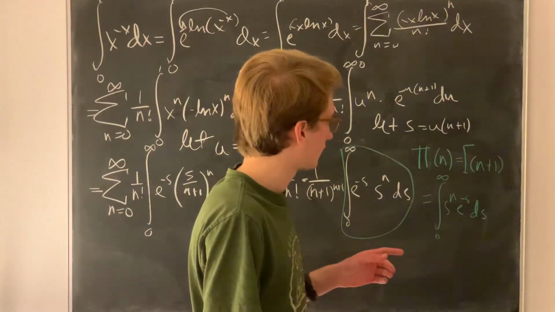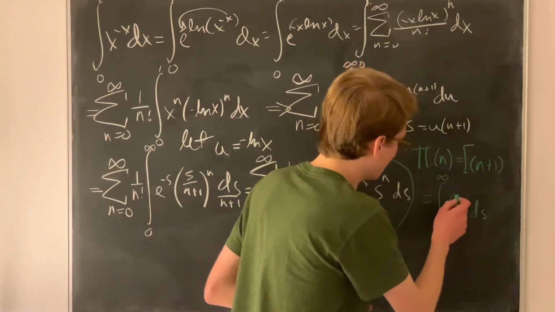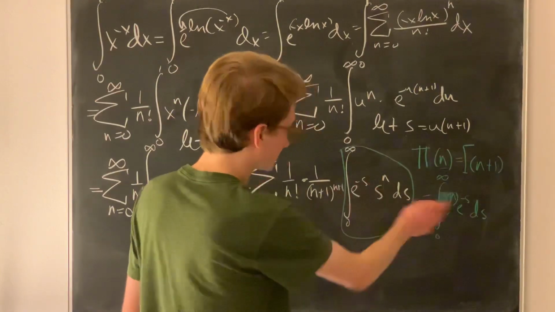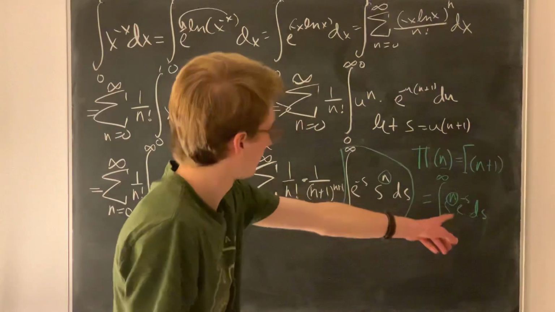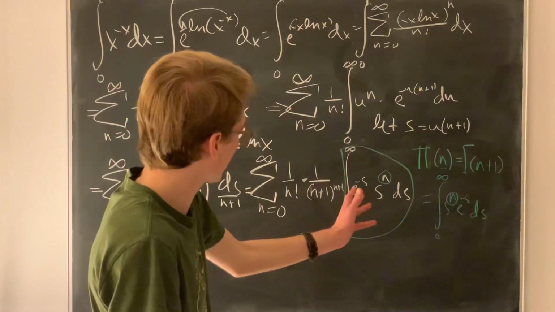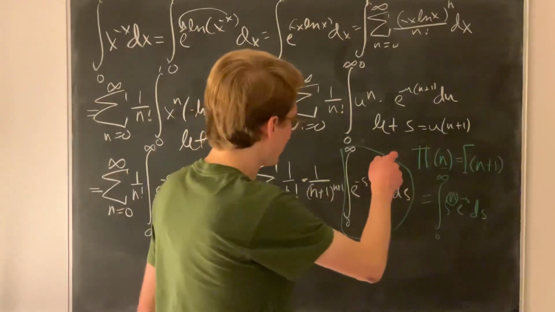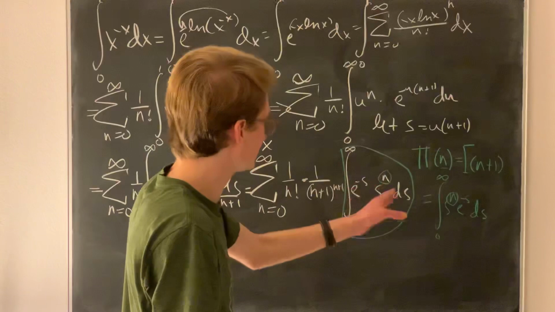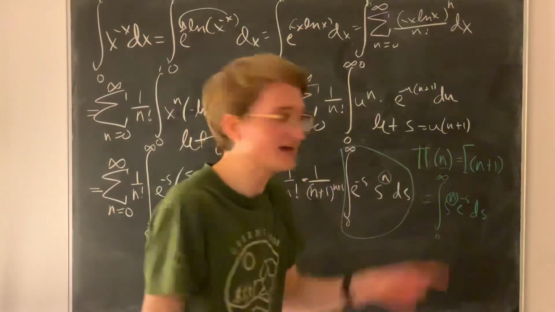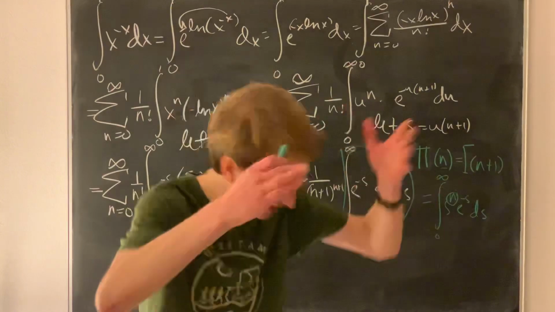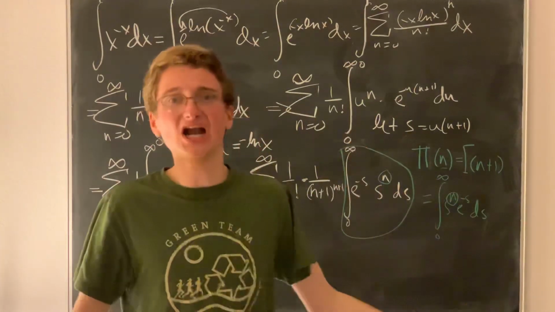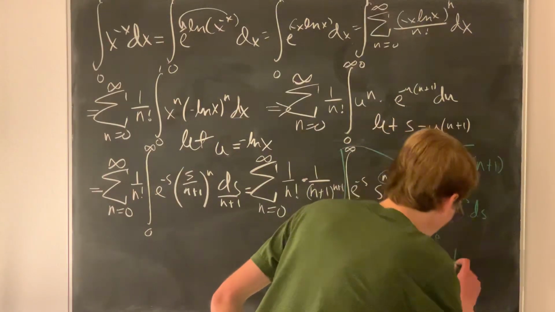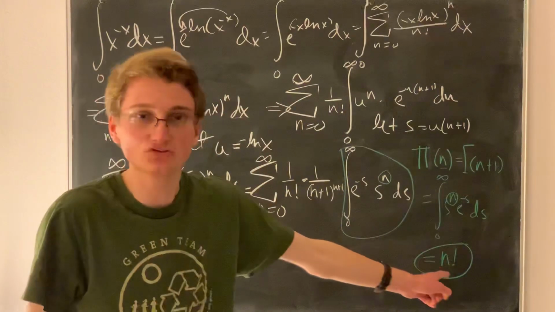Notice, because we have an n, we're plugging in an n here. And if you look, this is the exact same integral as this. They are identical. So we've said this whole integral from 0 to infinity of e to the negative s, s to the n ds, is nothing more than the pi function. And now you might be saying, Oscar, what? The pi function, why do I care? Because the pi function is equal to n factorial.